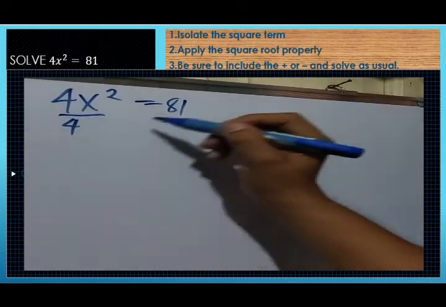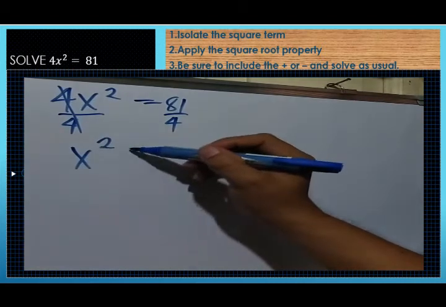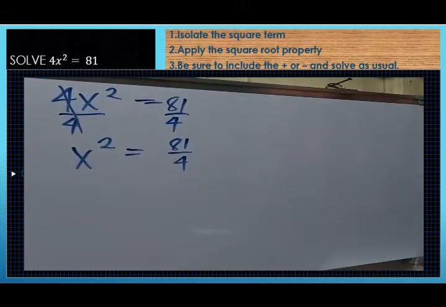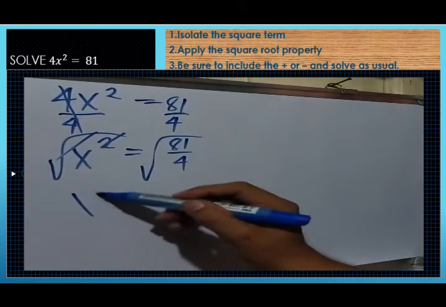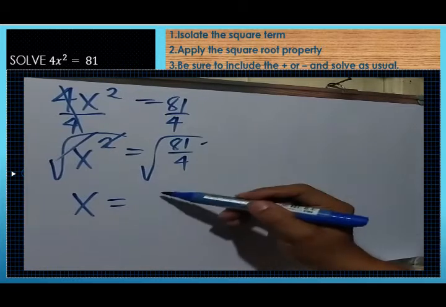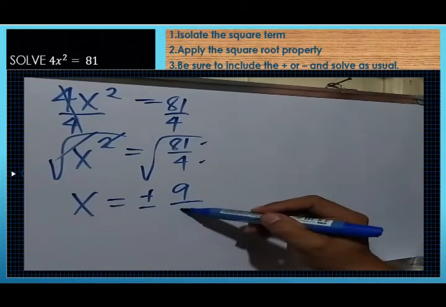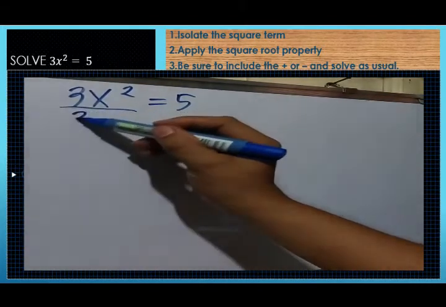We have 4x squared is equal to 81. Divide both sides by 4. We now have x squared is equal to 81 over 4. Then extract the square root of both sides. We now have x is equal to square root of 81 is 9, and then square root of 4 is 2. Don't forget to write the positive and negative signs.